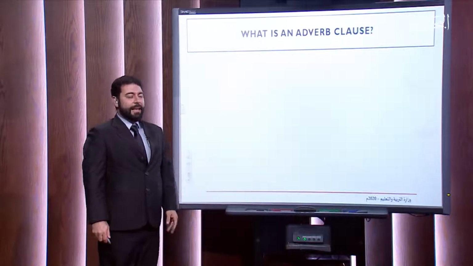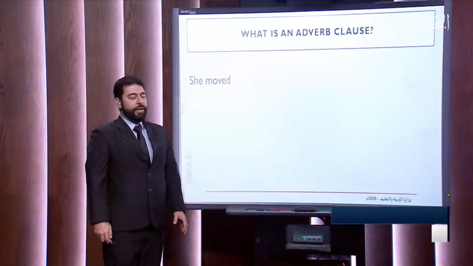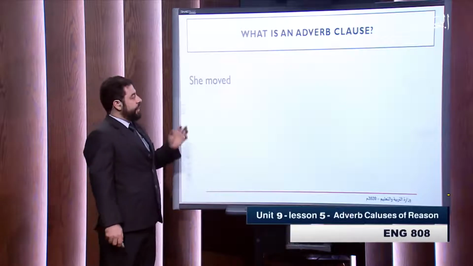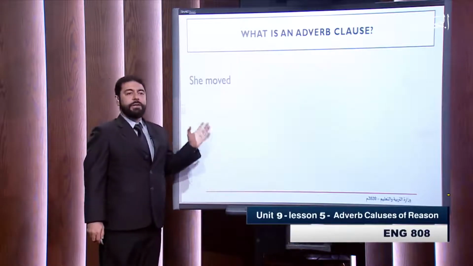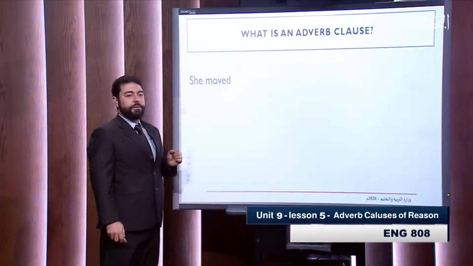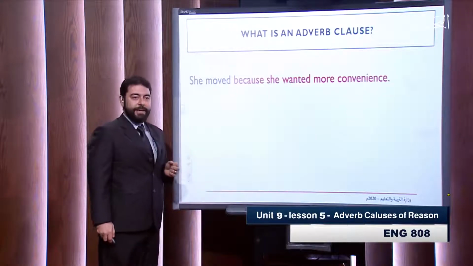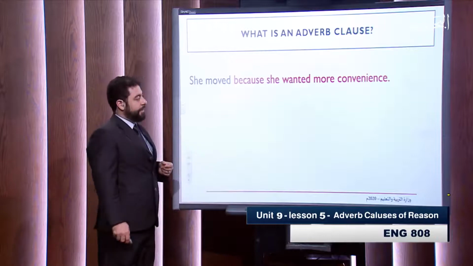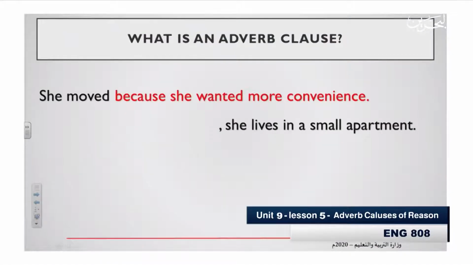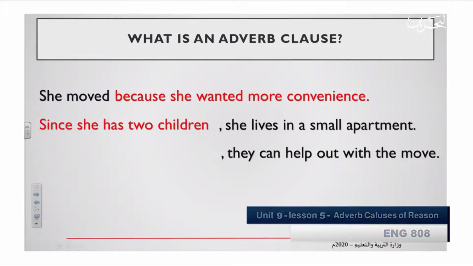So, what is an adverb clause? Let's check that with a sentence. She moved. Now, I need to use the adverb clause of reason. I add this: because she wanted more convenience. Now, let's take a look at another example. You have a gap, then a comma. She lives in a small apartment. I need to use the adverb clause of reason. I say, since she has 2 children. Since she has 2 children.